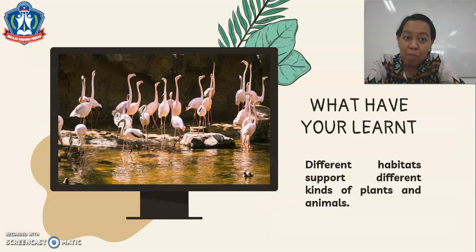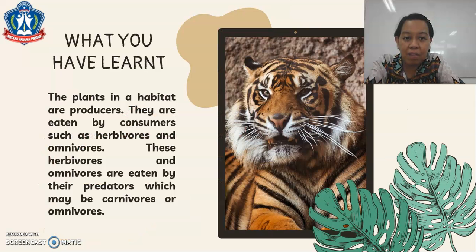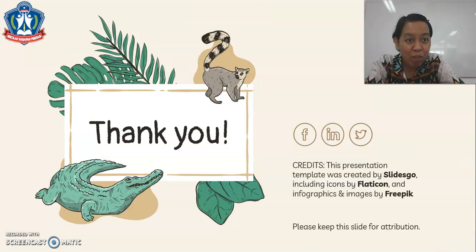So for lesson B, we have learned that different habitats support different kinds of plants and animals. The plants in a habitat are producers. They are eaten by consumers such as herbivores and omnivores. These herbivores and omnivores are eaten by their predators, which may be carnivores or omnivores. And that ends our lesson for today.